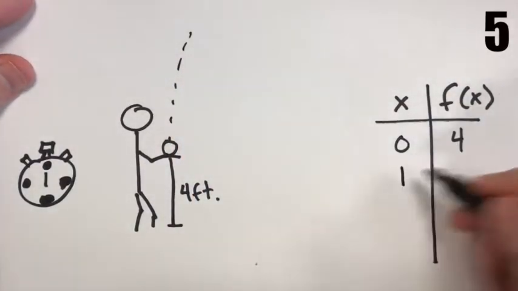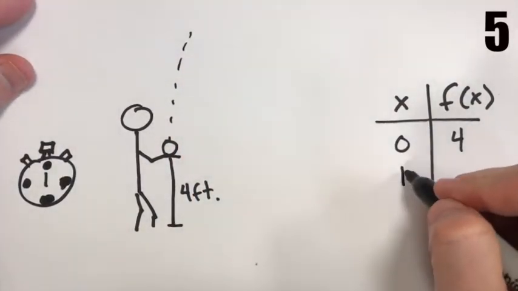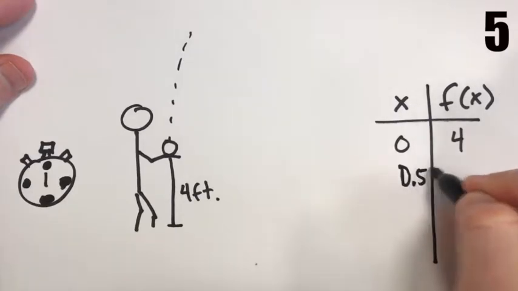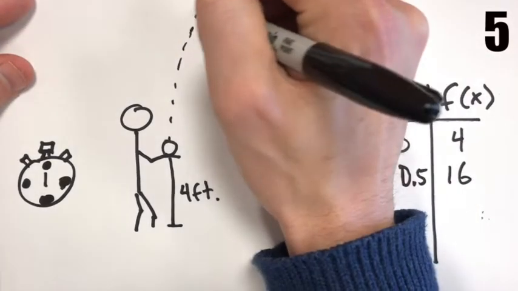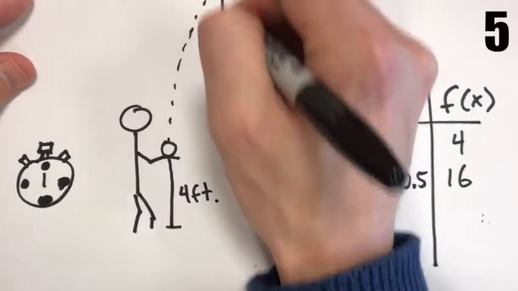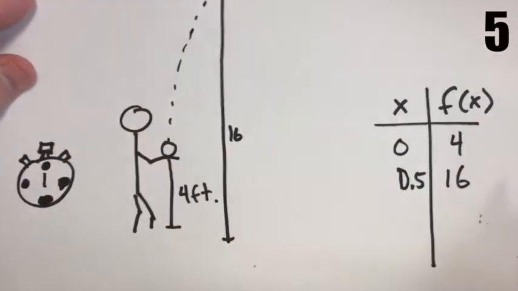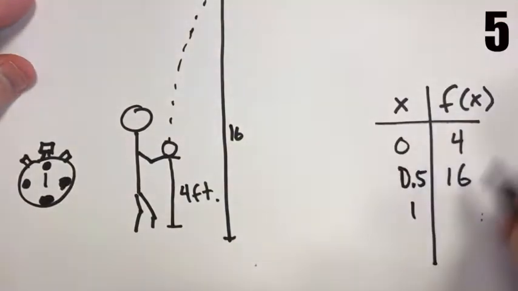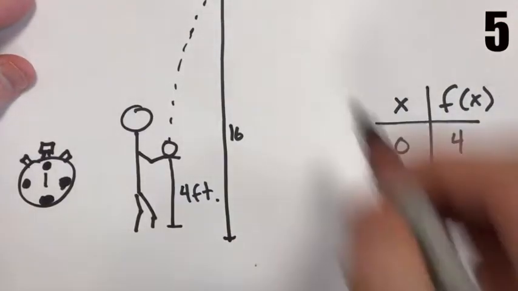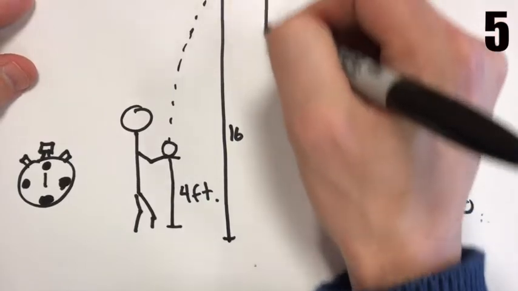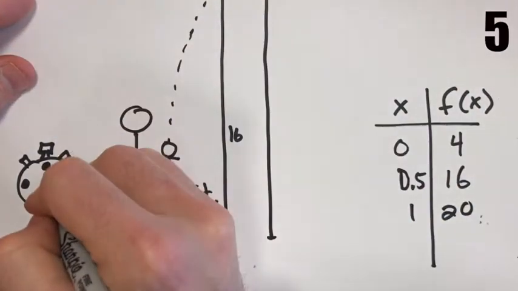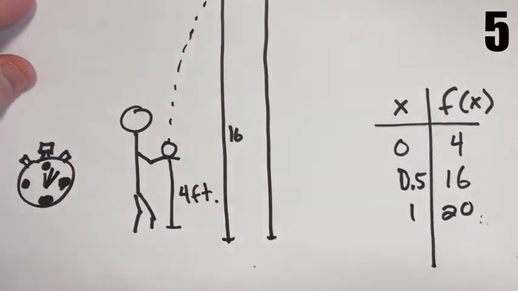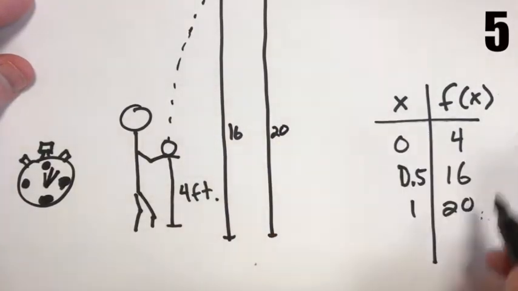And after half of a second, the ball is already at 16 feet in the air. 16 after half. After 1 full second, the ball continues to travel up to 20 feet. So that's a half second later, at 1 second, 20 feet, okay?